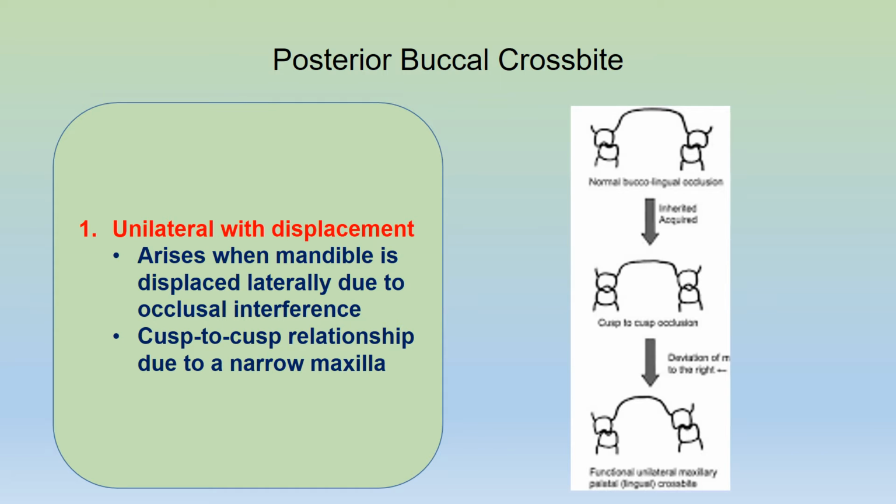Let's look at posterior crossbites. When it's unilateral, it may come with a displacement. This arises when the mandible is displaced laterally due to occlusal interference. A narrow maxilla results in a cusp to cusp relationship, and when this happens, the mandible shifts to one side to get into a position of maximum intercuspation, giving rise to a crossbite on one side.